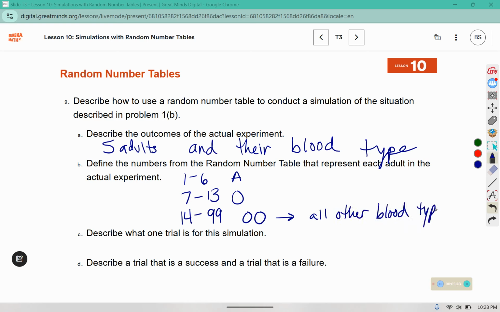We're going to use 2 digits at a time instead of looking at 100. So when we look at 1, it should say 01, 6 should say 06, and 7 would say 07. We're going to collect 2 digits at a time. Then it says describe what one trial is for this simulation. A trial would be 5 sets of 2-digit numbers.